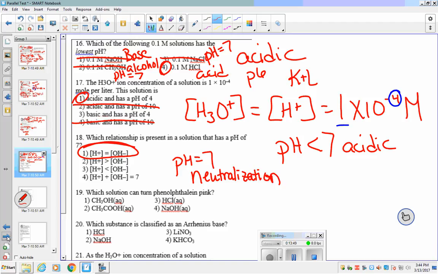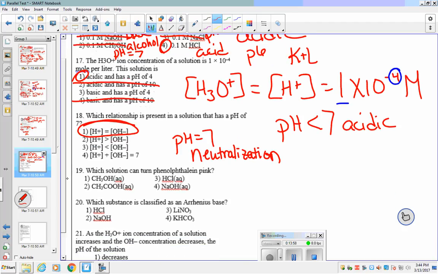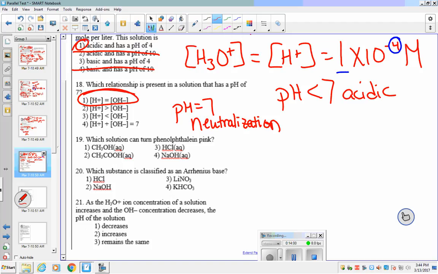And you have a nice table again in your notes that talks about the relationship between these. I think it might have been on page 7. Somewhere around there talks about that, relationship in an acid, more H plus, and a base, more OH minus. When they're neutral, you meet in the middle.